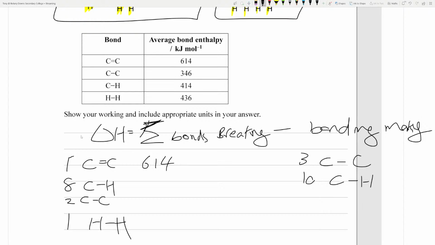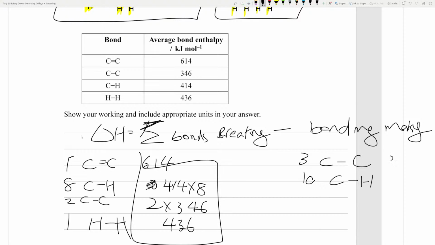So this is 614. This is, I'm blind, 414 times 8. This is 2 times 346. This is 436. Add that up. This is 3 times 346. This is 10 times 414. Add that up. Use this minus that, and you've got your answer. Okay, so there you go.